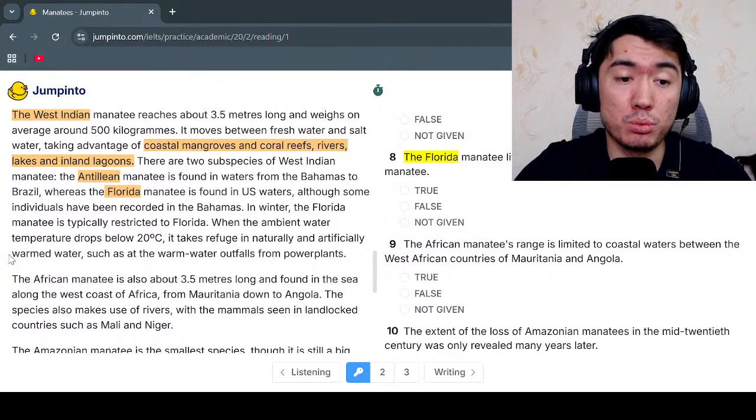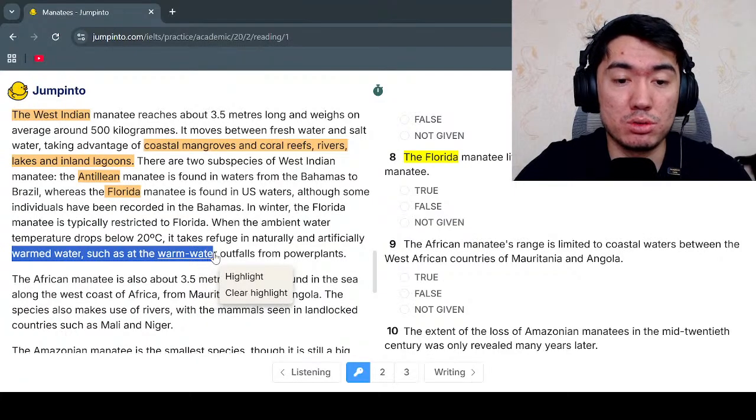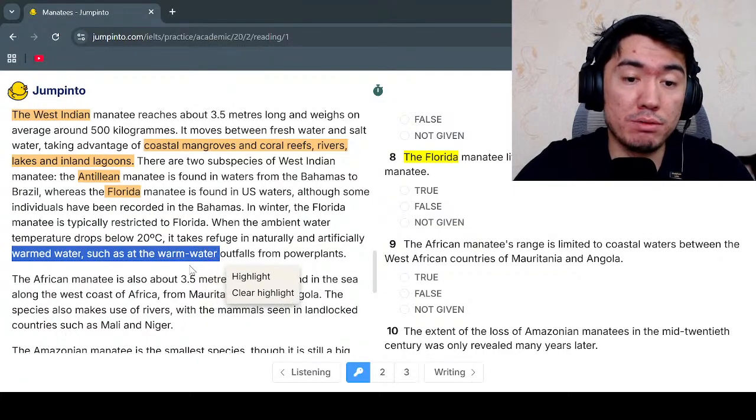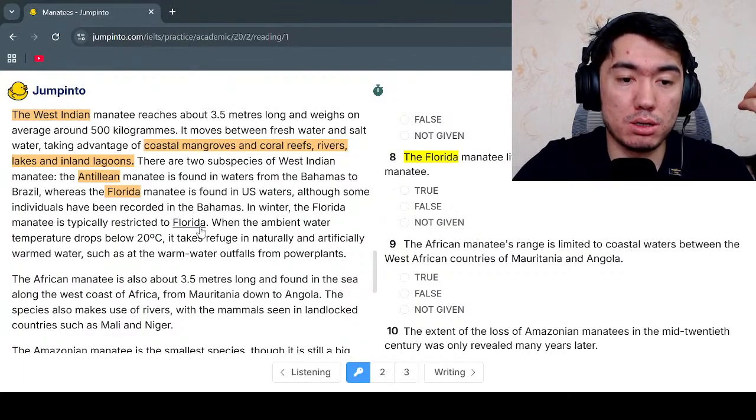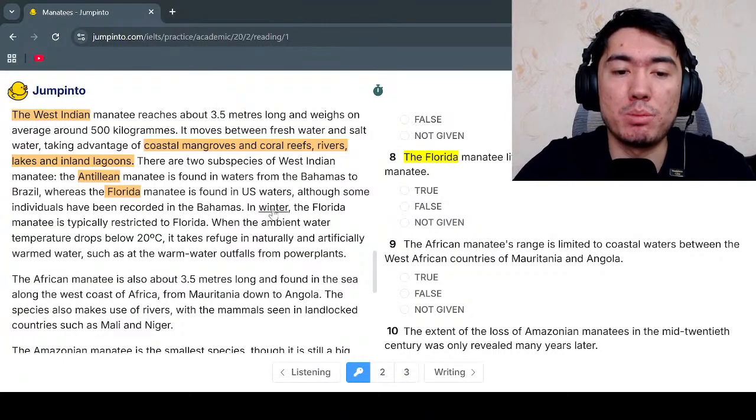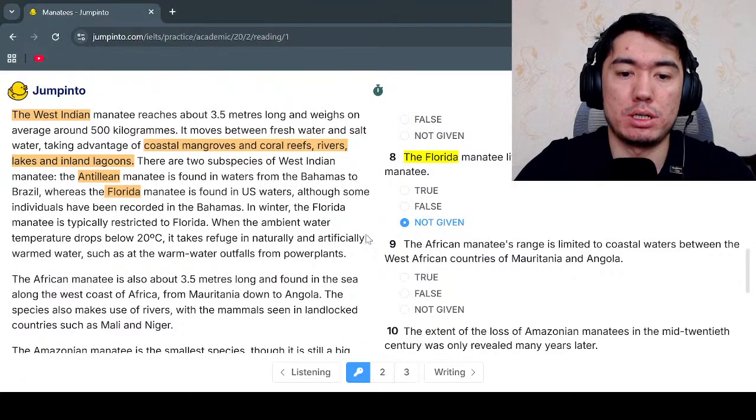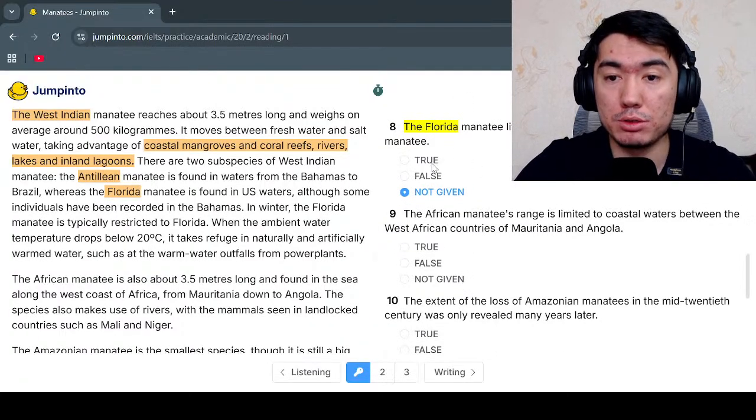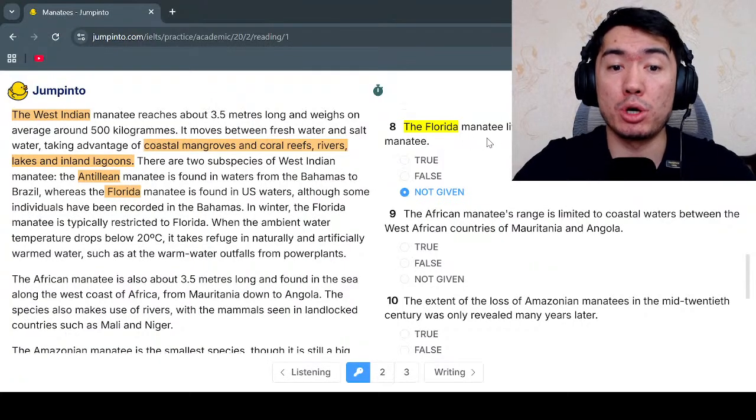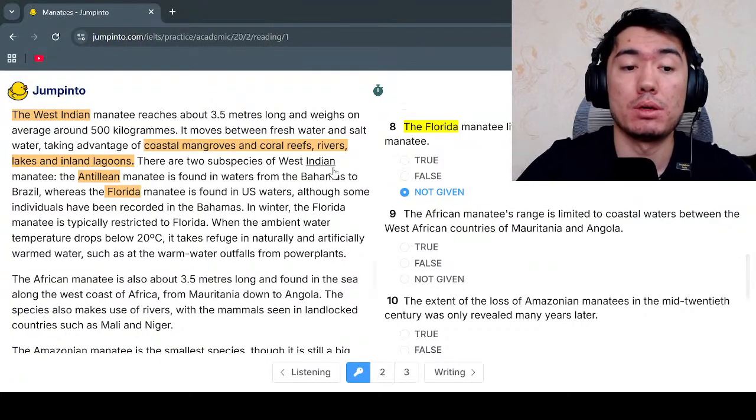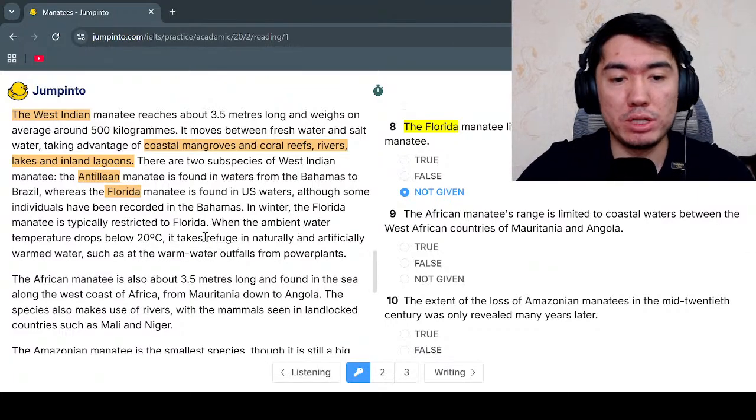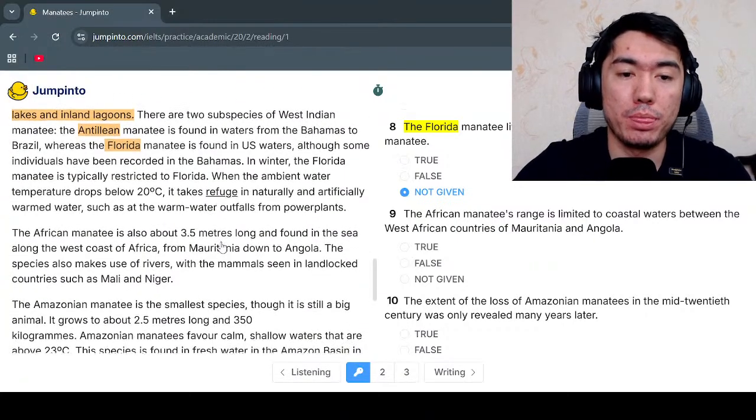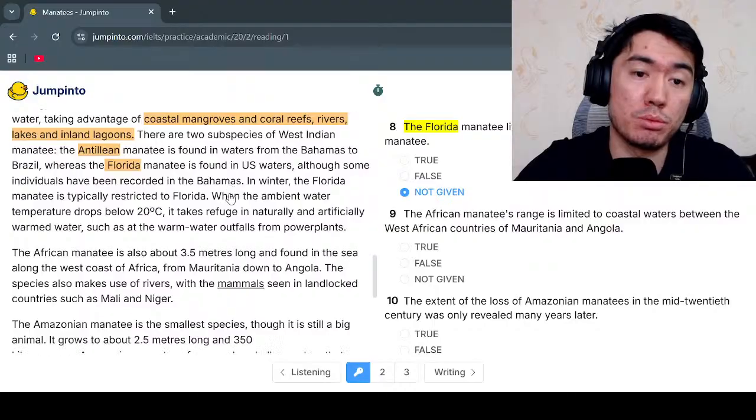Yes, many people would see the word warm like twice and they just choose true. But actually, we don't have any comparison. So we're just talking about Florida fish, manatee. But there's nothing about the temperature of Antillean manatee. So the answer is actually going to be not given, right? Because we don't know if the water here is warmer. We know how warm it is. Actually, we don't. So when it drops below 20, it just takes refuge in warmer water. But we don't know if it's warmer than Antillean.